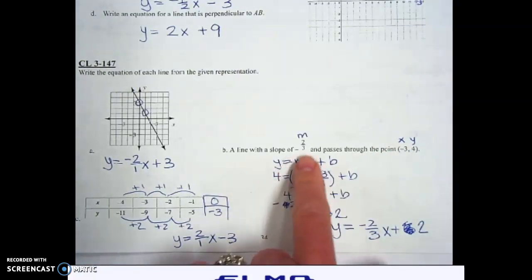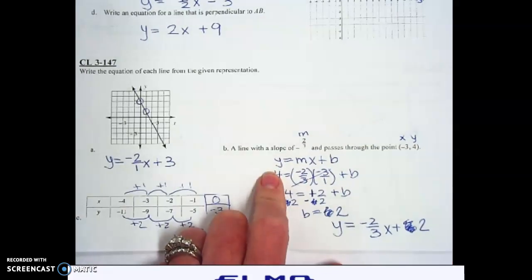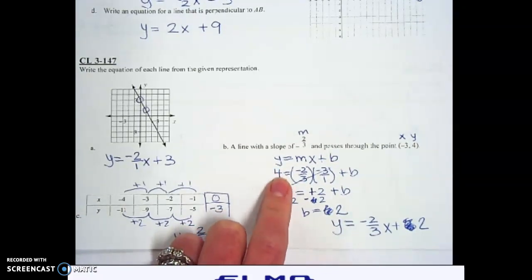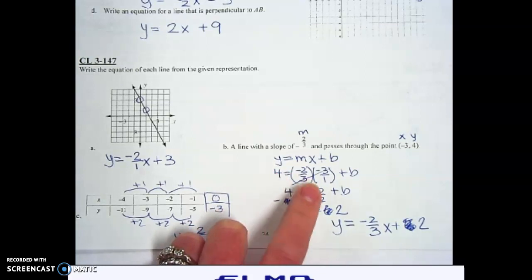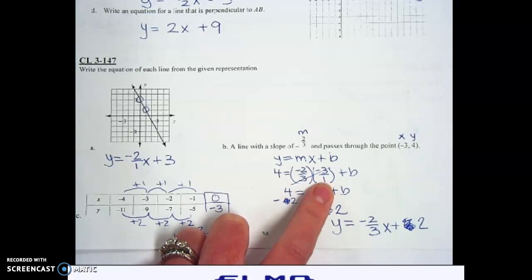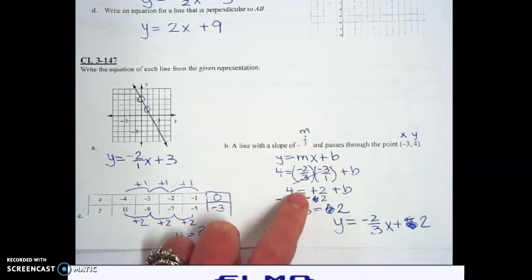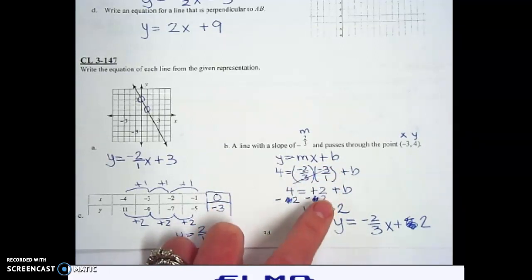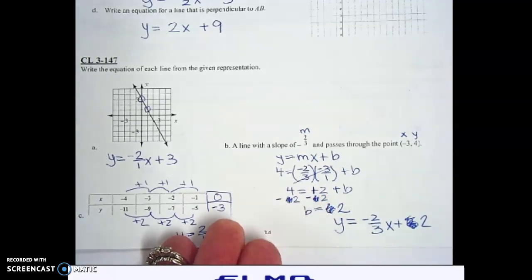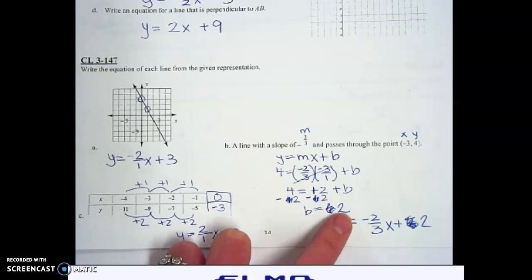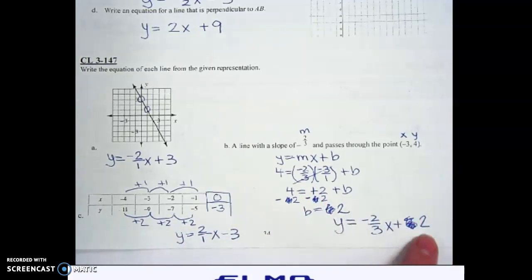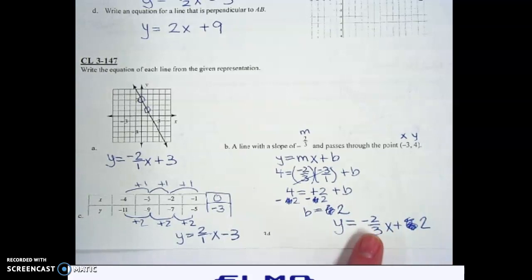All right, so you're going to take these three numbers and plug them into the equation y equals mx plus b. So 4 goes in for y, negative 2/3 goes in for m, and negative 3 goes in for x. I wrote it as negative 3 over 1, so the 3's would cancel. A negative times a negative is a positive, and so I got plus 2. So I subtracted 2 from both sides and found that b equals 2. So I plugged it in over here, and the slope is negative 2/3.